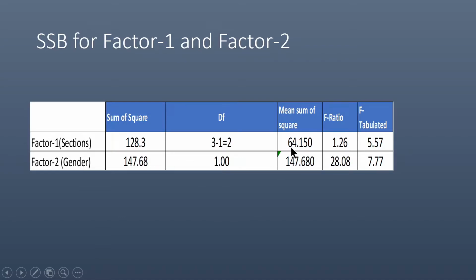Okay, so mean sum of square from this we can easily get, because sum of square divided by degree of freedom is mean sum of square. And here 147 divided by 1 is 147 only. F ratio and F tabulated value I will explain once I calculate SSW, because for F ratio we need to have this value. This is known as sum of errors, or you can say sum of squares within.